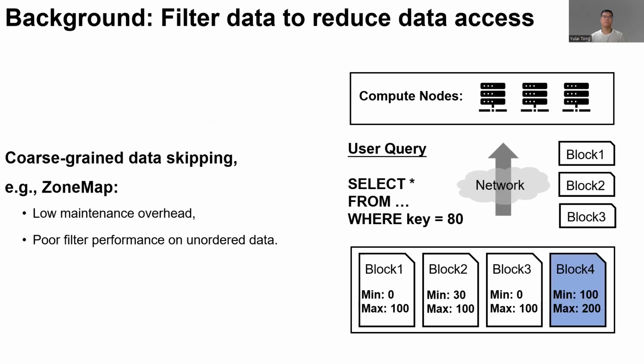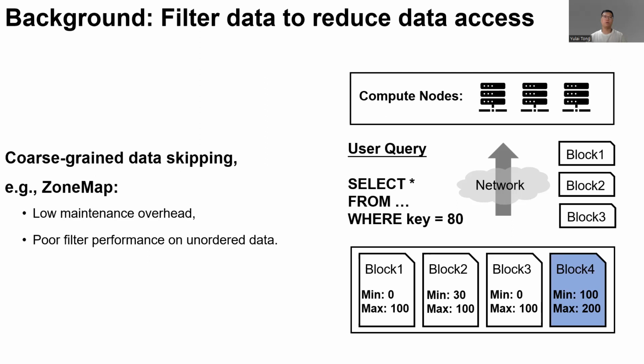To enhance query efficiency, these services usually maintain lightweight per block metadata to skip blocks. The most common form of per block metadata is zone map, which stores each column's minimum and maximum value in a block. As shown, the zone map for the fourth block shows that the block contains data ranging from 100 to 200. Consequently, for the query that filters for records with a value of 80, block 4 can be skipped.